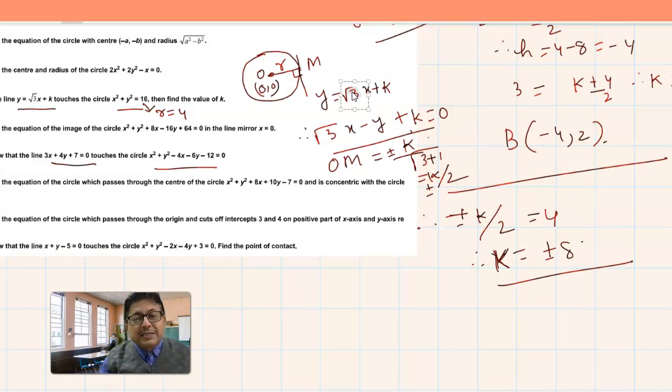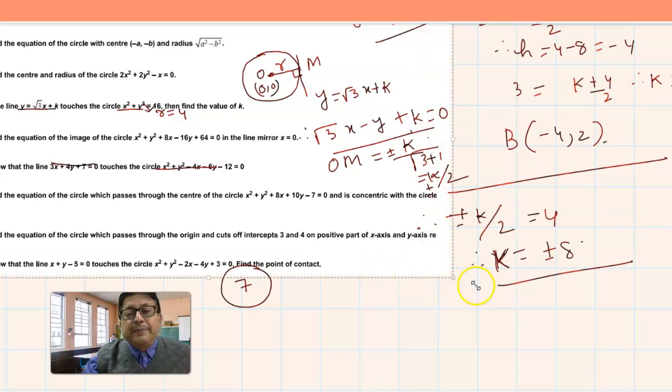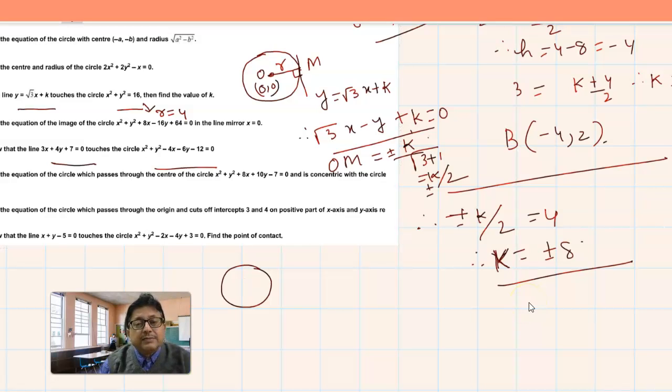And next, number 7. Find the equation of circle which is passing through the center of this circle and concentric with another circle. Unfortunately, I forgot to take that when I was clipping. So, leave it. Wait a minute, just let us do this one. Find the equation of circle that passes through the origin, cuts off intercepts 3 and 4 from the positive x and y axes. Let's see what happens.